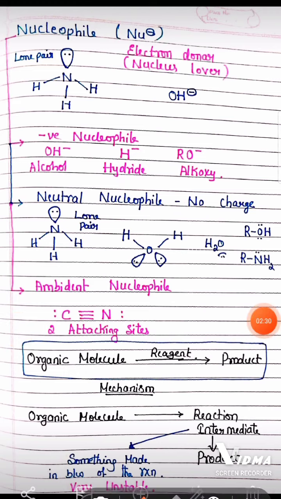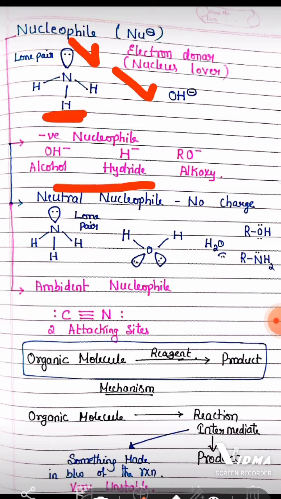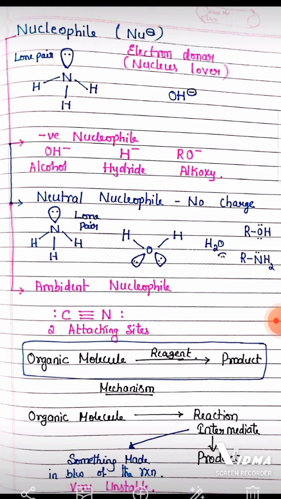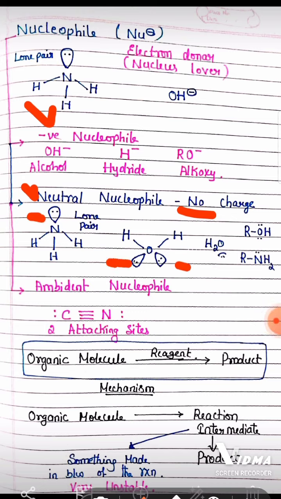And nucleophile means nucleus loving species, or they are considered electron donors. They are electron rich species. For example, you can find ammonia having a lone pair of electrons, OH minus, hydride ion, alkoxide RO minus, they are all negative nucleophiles. Neutral nucleophiles don't have a charge, but because of the presence of one or more lone pairs of electrons, like in ammonia, water, alcohol, amine, they are considered neutral nucleophiles.